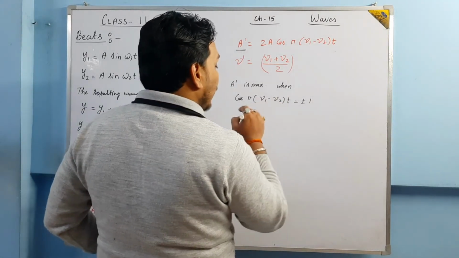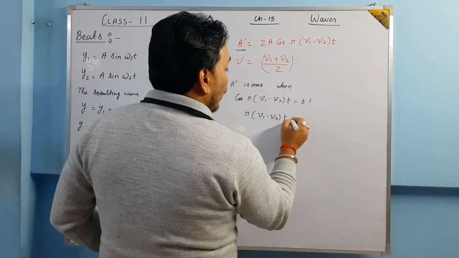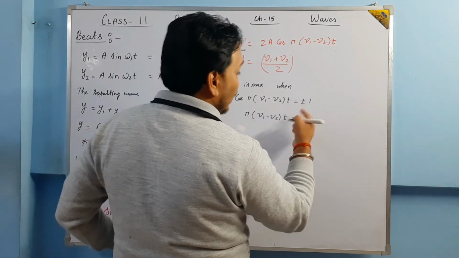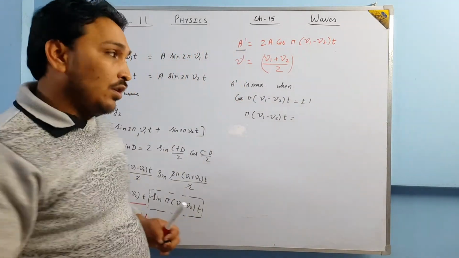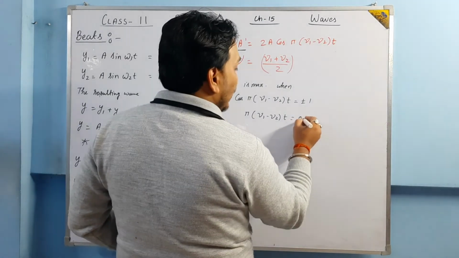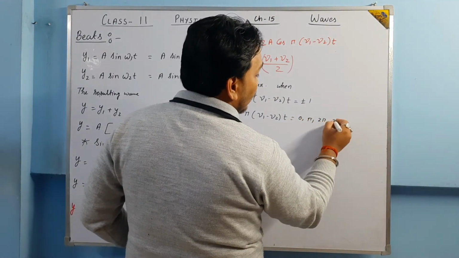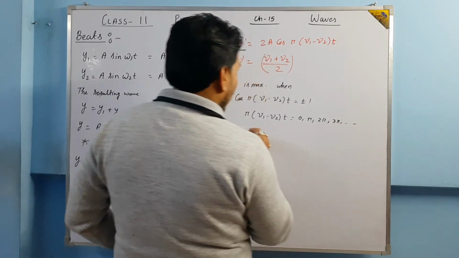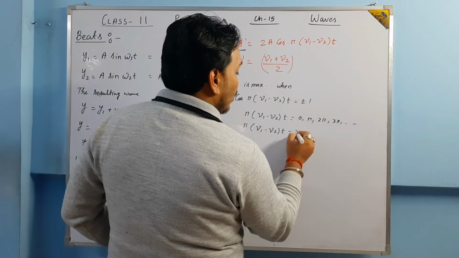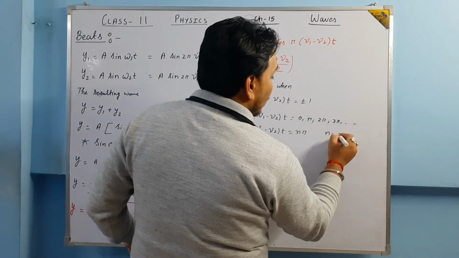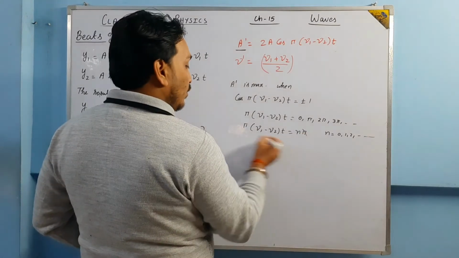A dash is maximum when cos theta is maximum. And cos theta is maximum, it simply means when it is plus minus 1: cos 0 degree is 1, cos pi is minus 1. At 0 it is plus 1, pi minus 1, 2 pi plus 1, 3 pi minus 1 and so on. So we can write pi (nu1 minus nu2) into t is equal to n pi, where n starts from 0, 1, 2 and so on. Pi and pi will be cancelled out.